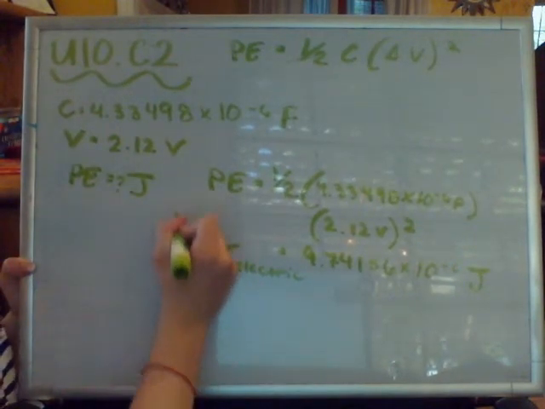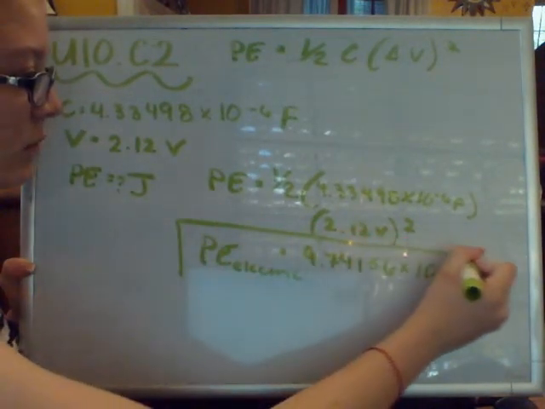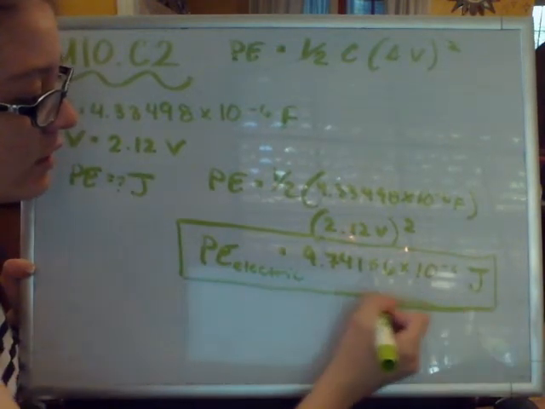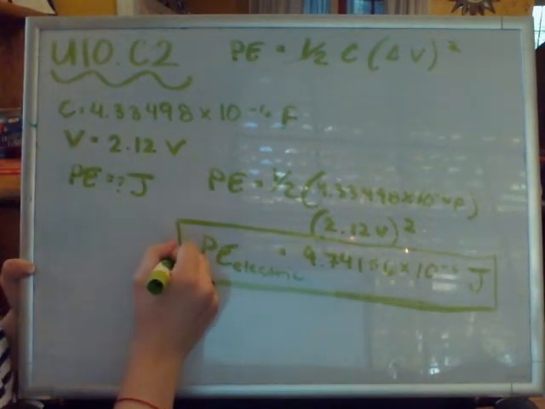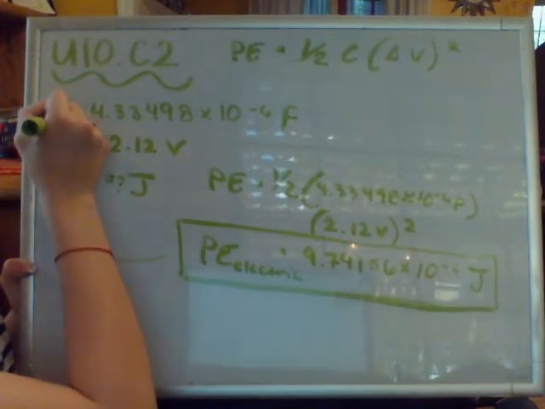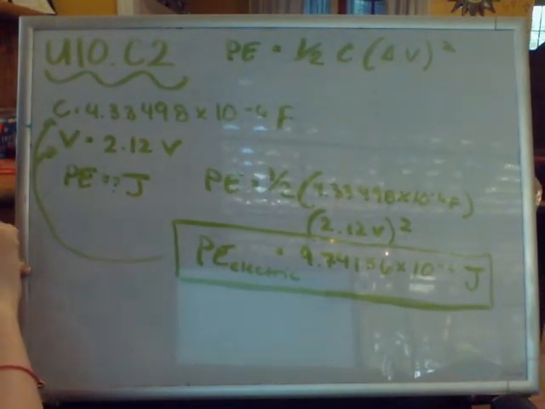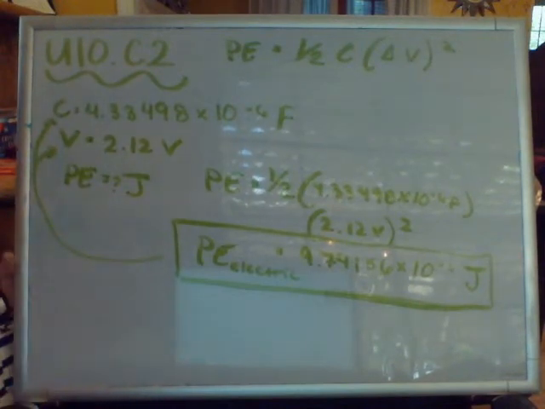And that is our electric potential energy going through this capacitor, which is attached to a battery of 2.12 volts. And that is how you calculate the electric potential energy going through a capacitor.